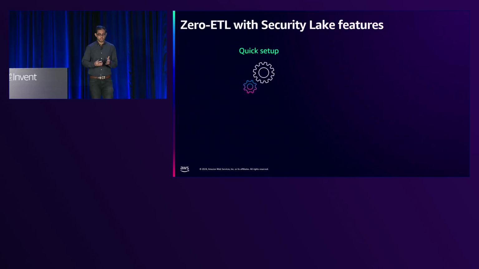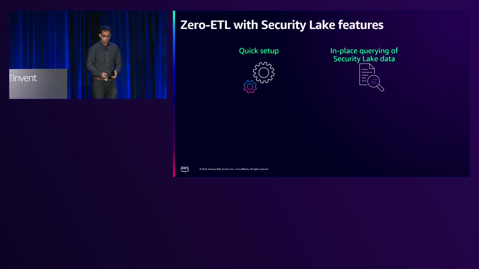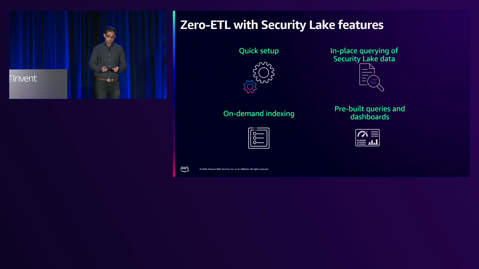Dora earlier presented the zero ETL integration with the Amazon Security Lake. We're going to walk through some of the key features, and then we'll dive into it in a little bit more detail. With the zero ETL integration for Amazon Security Lake, we enable customers to query and analyze their security data in Amazon Security Lake without needing to duplicate the data between different tools or building and maintaining custom data pipelines. It's easy to set up. You have the ability to in-place query that Security Lake data without dual ingesting. It provides on-demand indexing for repetitive queries to make sure that they can be executed as quickly as possible. And you get pre-built queries and dashboards to make sure that it's easy to get started and easy to dive into the data that you have.